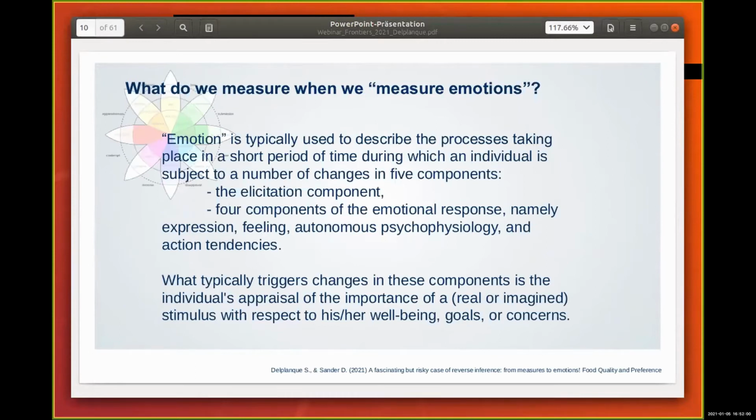Okay, let us start with the question raised above, and to answer this question, we need a definition of what an emotion is. And here in this talk, I adopt a view that I believe to be both consensual and of particular interest with respect to the measurement. So emotion is typically used to describe the processes taking place in a short period of time during which an individual is subject to a number of changes in 5 components of his organism. The elicitation component and 4 components of the emotional response. And those 4 components are the expression, the feeling, the autonomic psychophysiology, and action tendencies. And what triggers these changes in these components is the individual's appraisal of the importance of the stimulus with respect to his or her well-being, goals, and concerns.